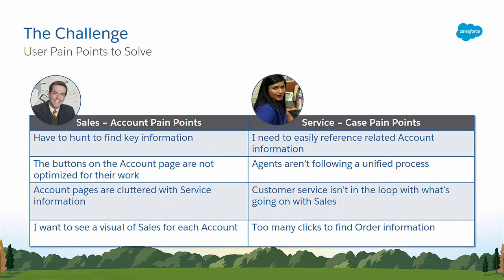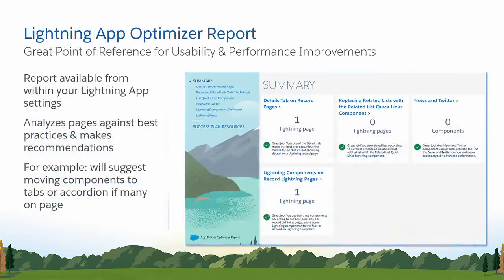And metrics are important to them, and they want to see a visual of key sales data on the customer account. Similarly, the service team has some requests related to the case page. They want to be able to easily reference the related account information from the case. They're struggling with getting their agents to follow a unified process. They'd also like the service team to be more in the loop with promotions and other company updates so they can communicate them with customers. And finally, it's too many clicks for them to get to related order information from the case.